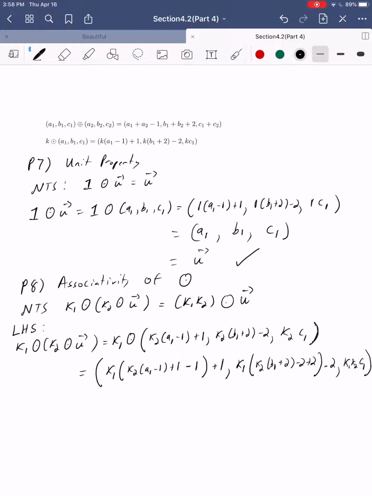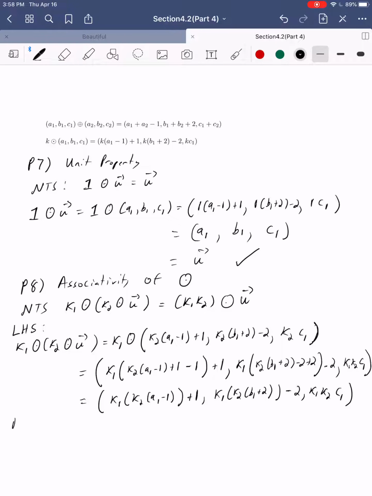Okay, now, before we get to the right-hand side, notice that some of these do clean up pretty significantly. We should see this as K1, K2, A1 minus 1, and then those ones cancel out plus 1. This guy should be K1, K2, B1 plus 2. The minus 2 and the 2 right here cancel out. So we can just close that up, minus 2, and then K1, K2, C1.